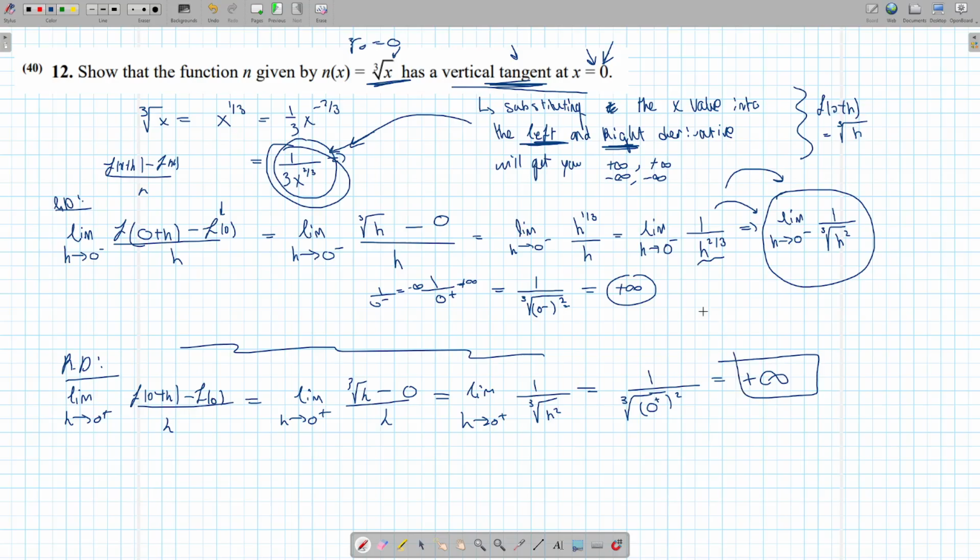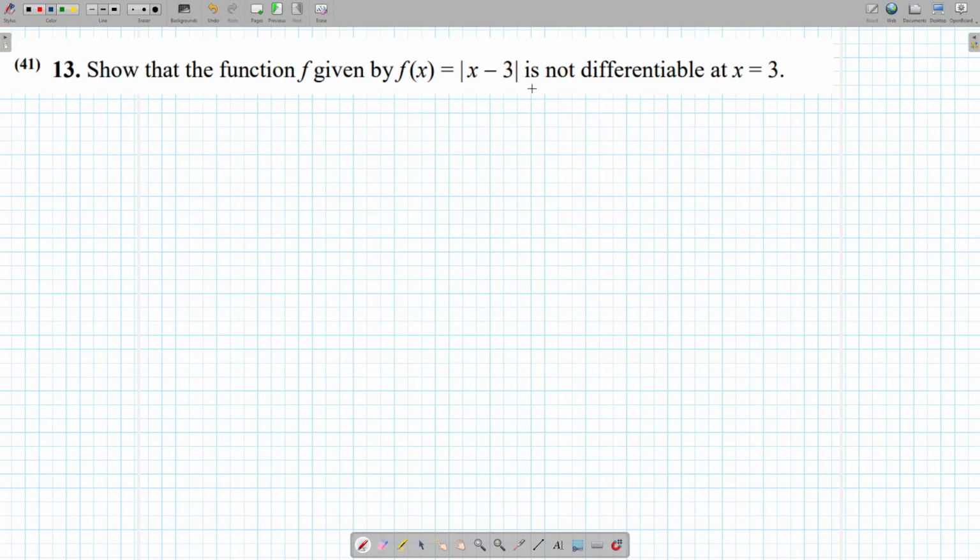Now you say, left differential is positive infinity, right differential is positive infinity, so there is a vertical tangent. So therefore, vertical tangent at x equals 0. Got it? Easy. So now 13 is show that it's not differentiable at x equals 3.